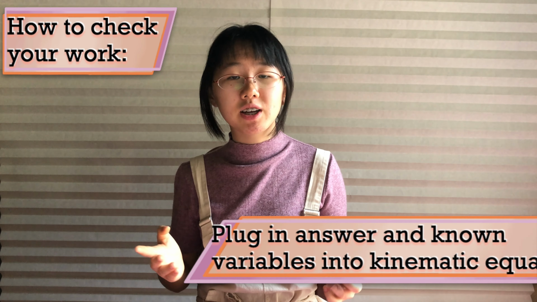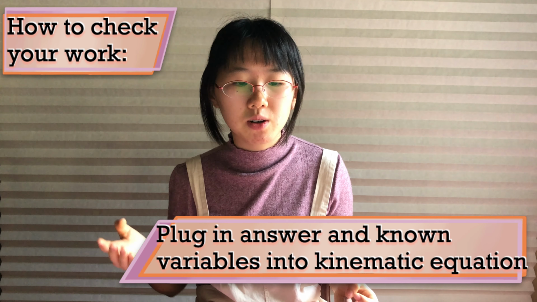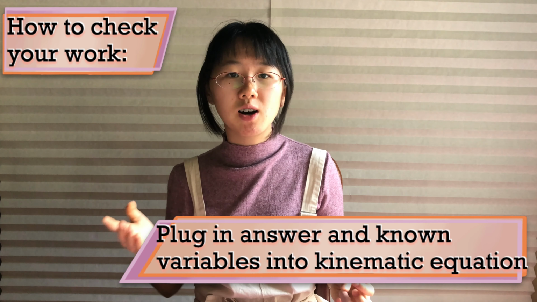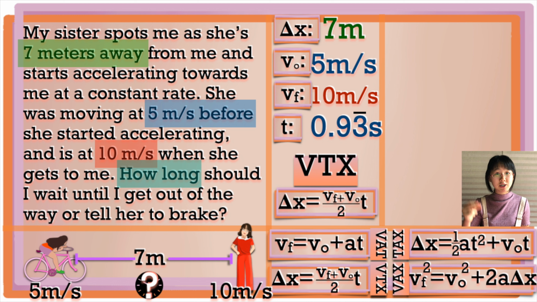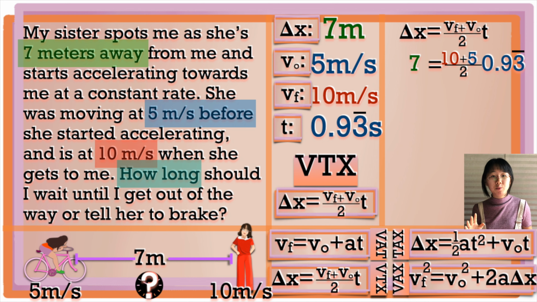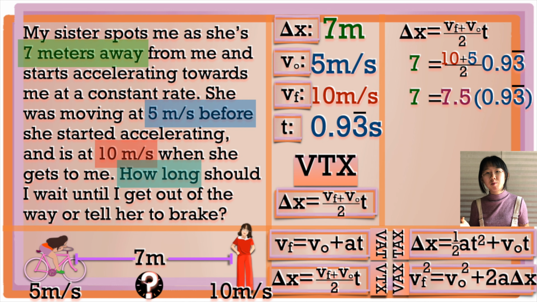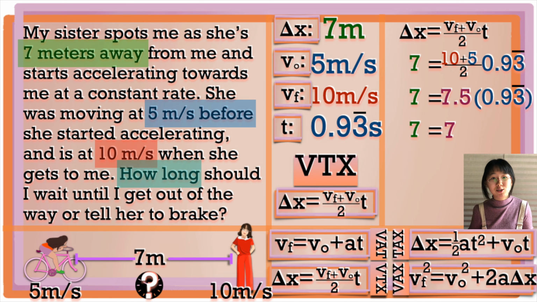You can always just plug your answer back into your original equation with all the other variables that you know. If we do that with the problem that we just solved, we can bring up our VTX equation again and substitute all the variables. Remember that if you rounded an answer, it won't work in the equation. You should use your original answer. So if we plug all our numbers in with 0.9333 instead of 0.9, and solve both sides, we get that 7 meters equals 7 meters, which is true and tells us that our answer was right.